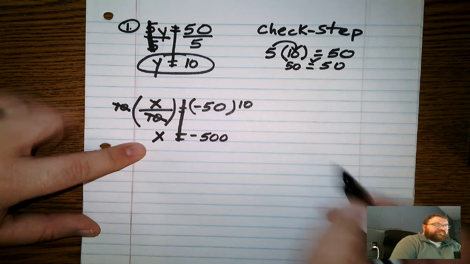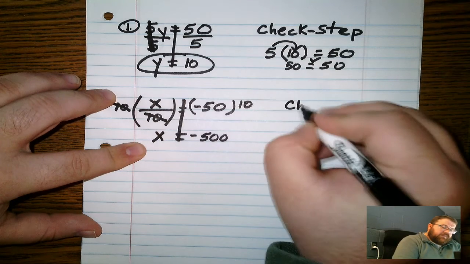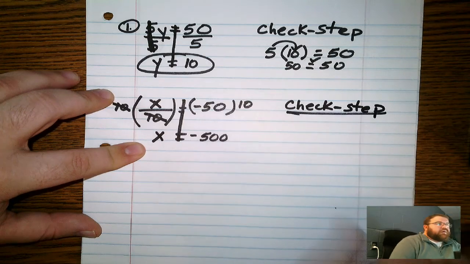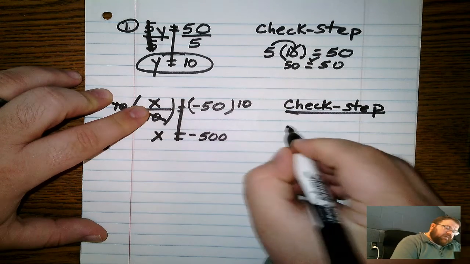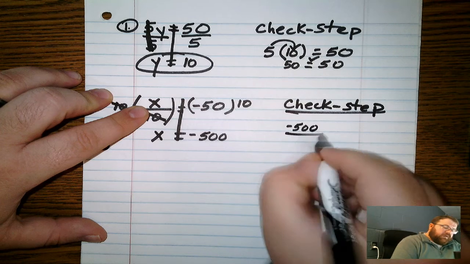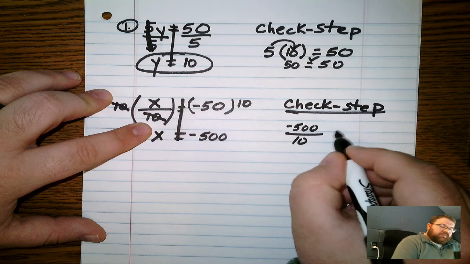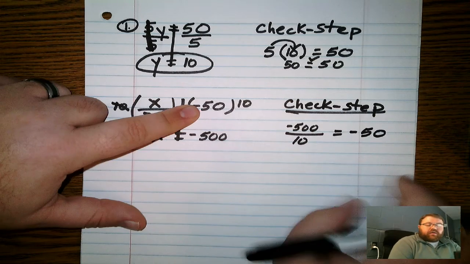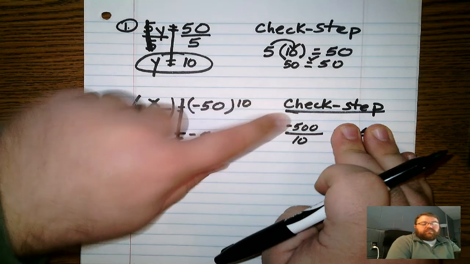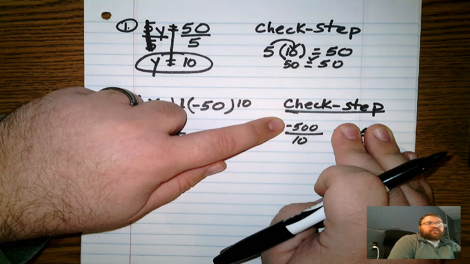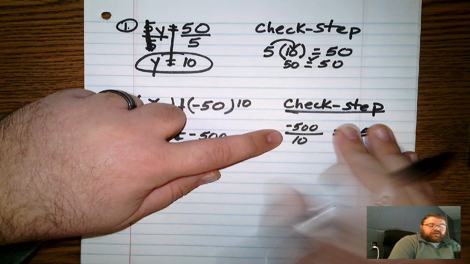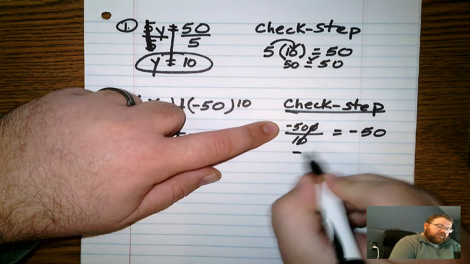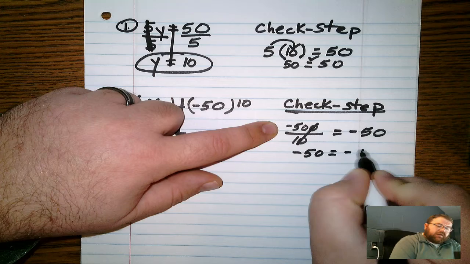For the check step, I would take the negative 500 divided by 10. Now I've set it equal to 50 just because that's what the equation is, but I need to cover this up and simplify this. So what is negative 500 divided by 10? Well, I can cancel these zeros. I have negative 50 divided by 1. Negative 50 is equal to negative 50.